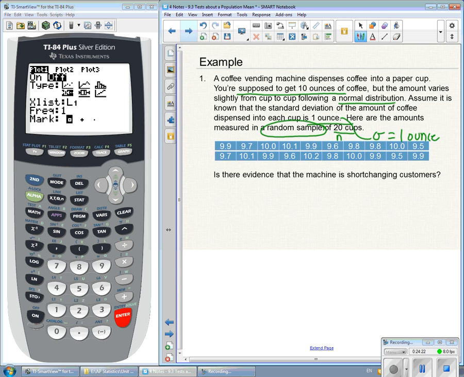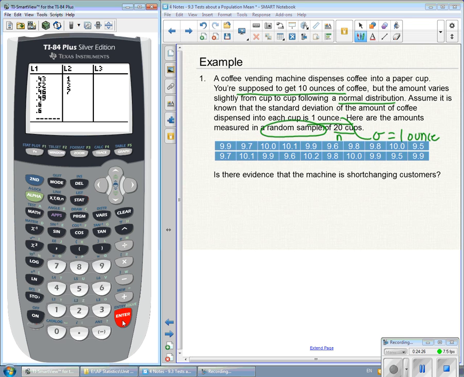In this case, you're given the data. So I'm going to go into one of my lists and type this data in. I'm actually going to pause so you don't have to watch me do that. Okay, so I've got all my data in. There should be 20 values.